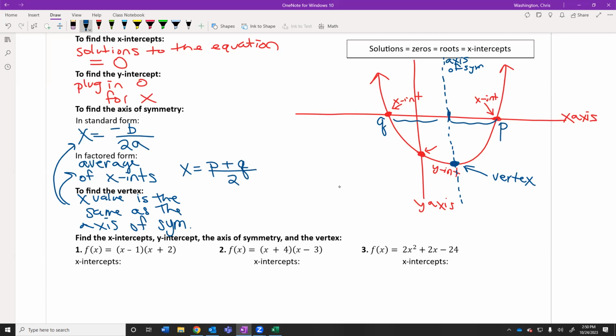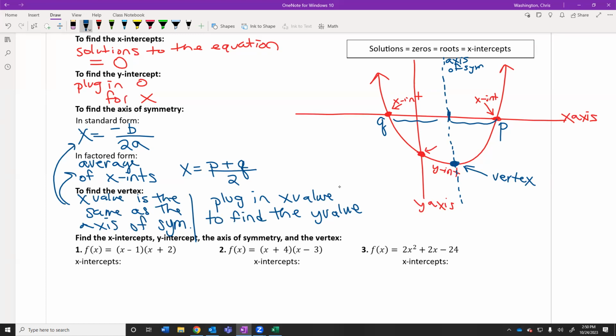How do we find the y value? Anytime we know the x value, we can find the y value just by plugging it in. We're going to plug in the x value to find the y value. So if we know the x value is 3, we're just going to plug 3 in. If the x value is negative 8, we're just going to plug negative 8 in.